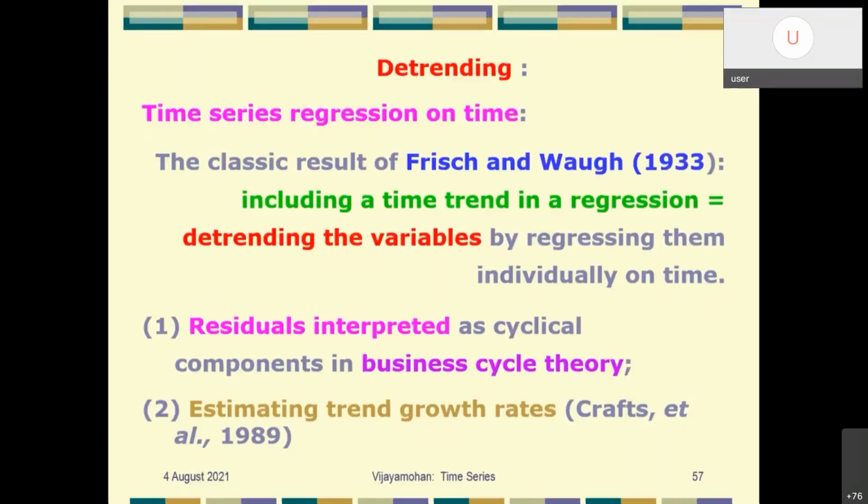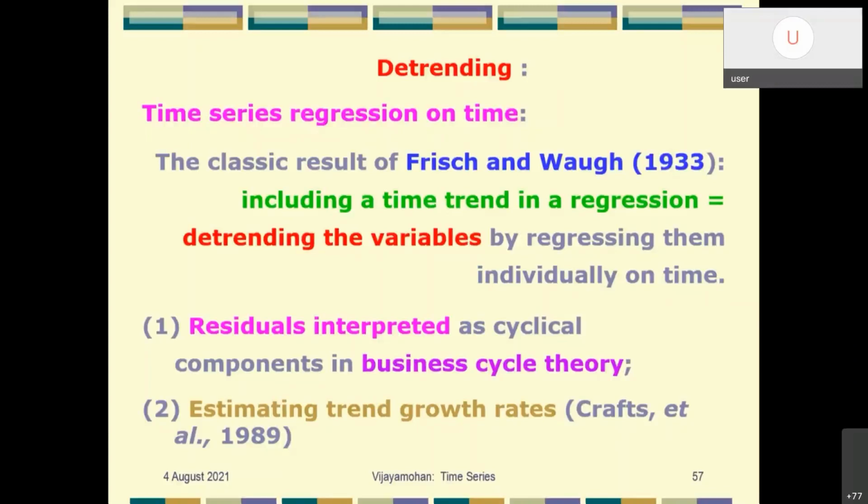This is not only for detrending. What we do in a multiple regression framework is we are controlling for the effect of other variables. If we want the marginal effect of one variable on the dependent variable, then we control the effect of all other variables. So that controlling is like detrending. That is the idea of this.